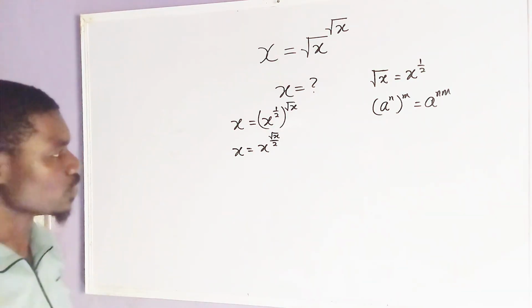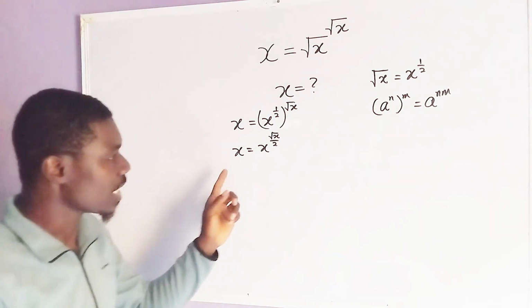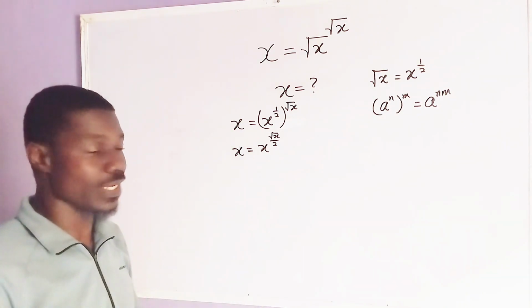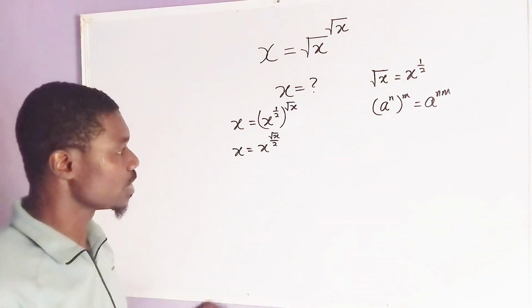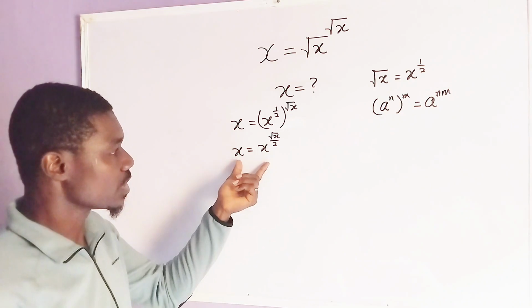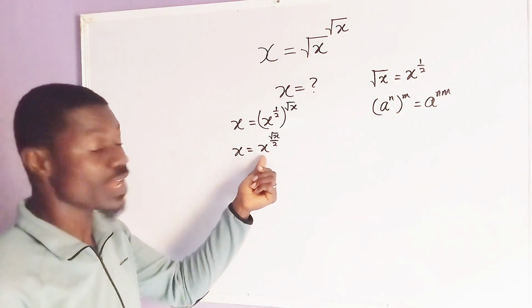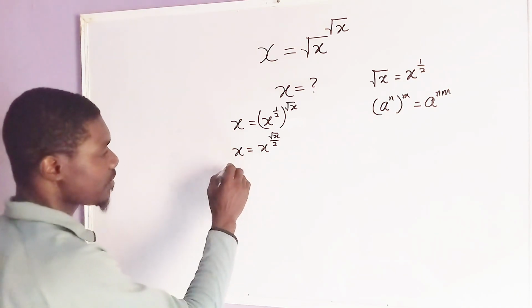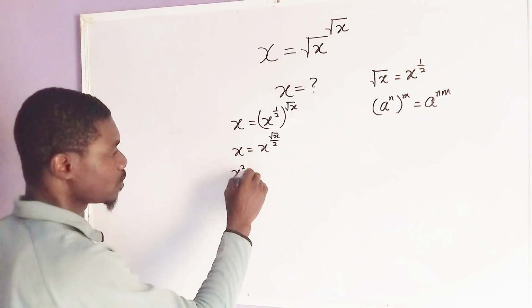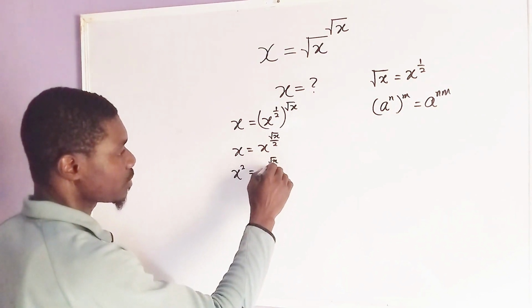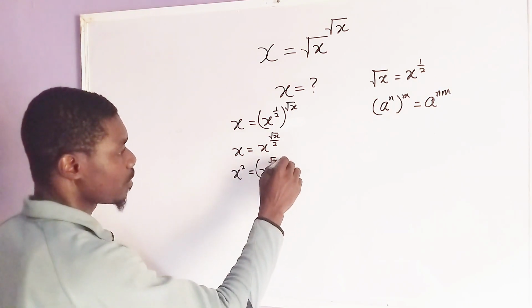Okay, now so what's the next thing to do here? What we need to do now is let's raise both sides of this equation to the power of 2, and the reason why we are doing so is to see if we can reduce the right hand side. So here we have x raised to the power of 2 then equals x raised to the power of the square root of x all over 2, all raised to the power of 2.